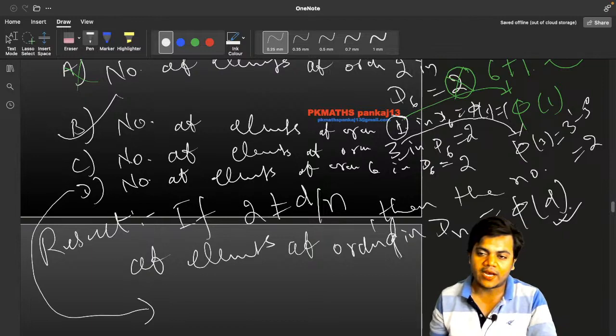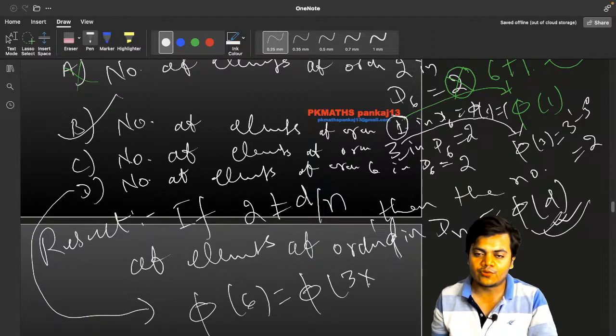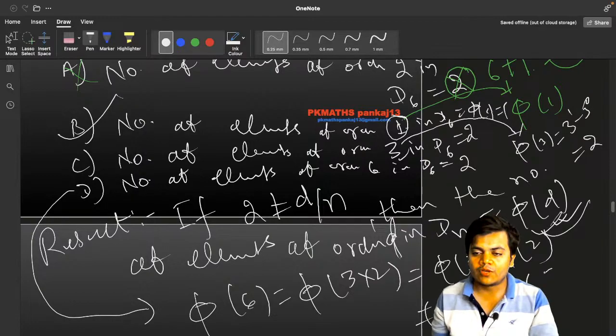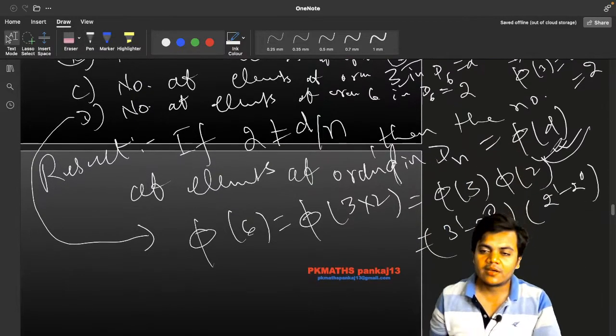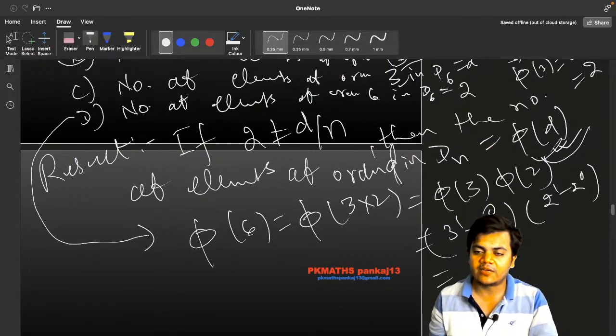According to this formula it should be φ of 6. Yes, and φ of 6 is what? φ of 3 into 2, which is φ of 3 into φ of 2. And φ of 3 is what? 3 to the power 1 minus 3 to the power 0, into 2 to the power 1 minus 2 to the power 0. So certainly it will become what? 3 minus 1 यानी कि 2, into 2 minus 1 यानी कि 1, so it will be 2.